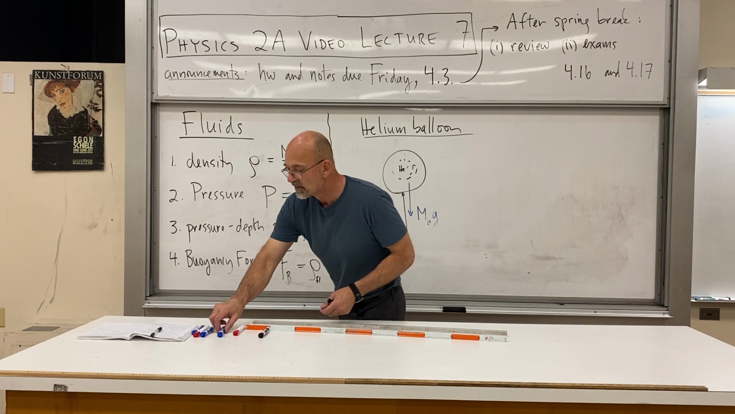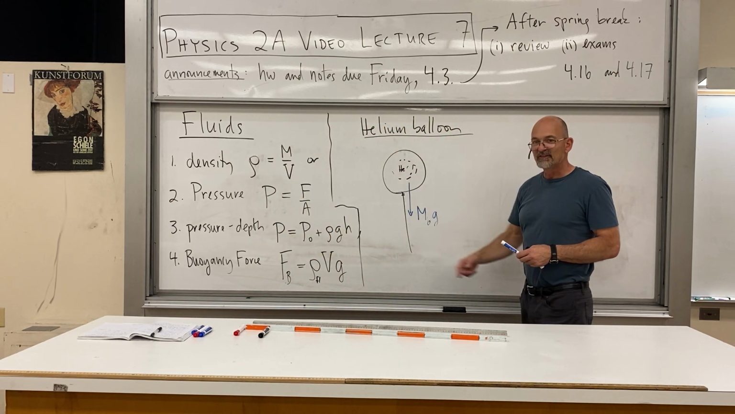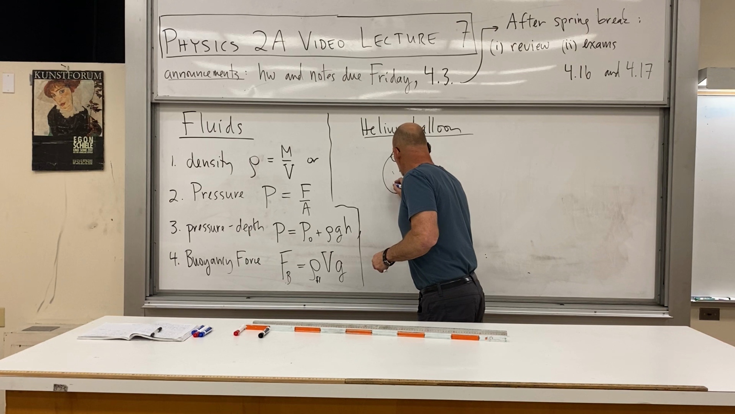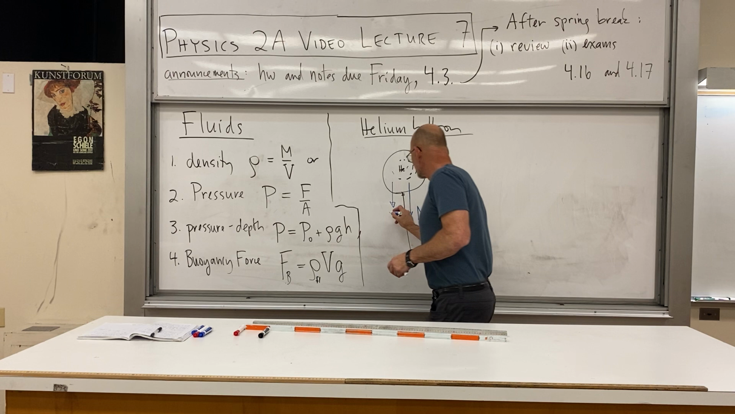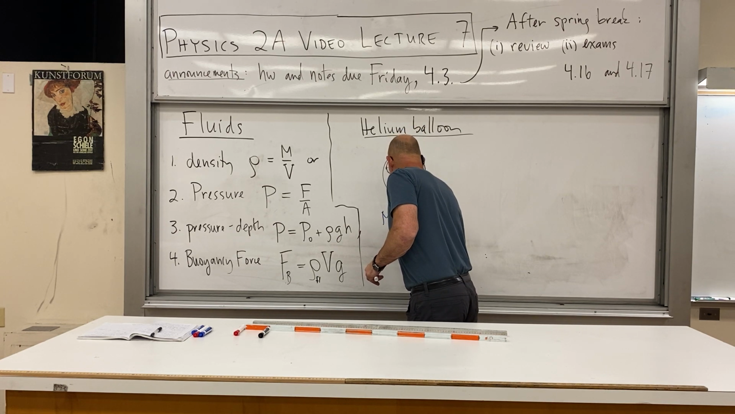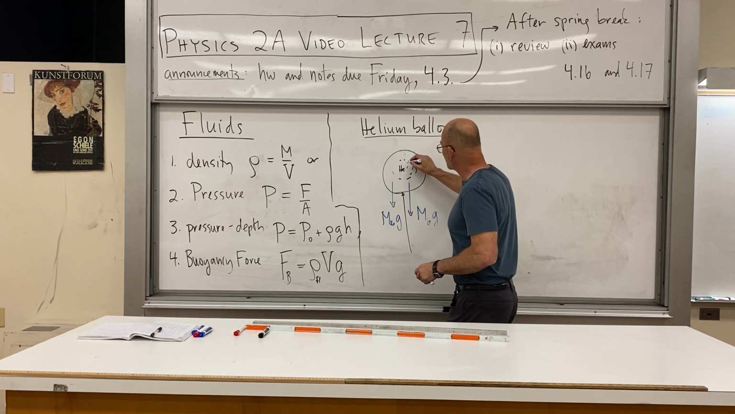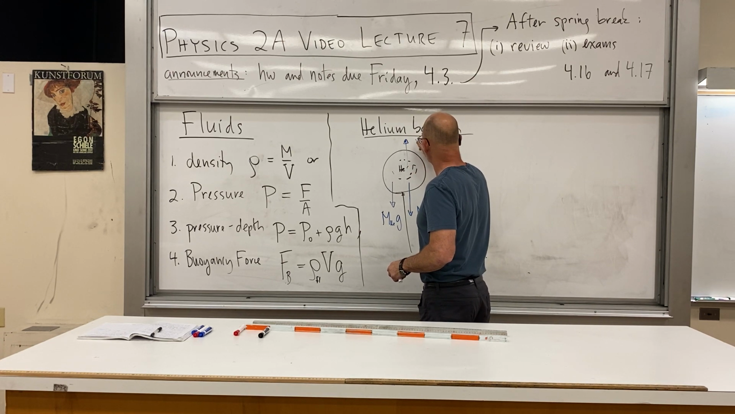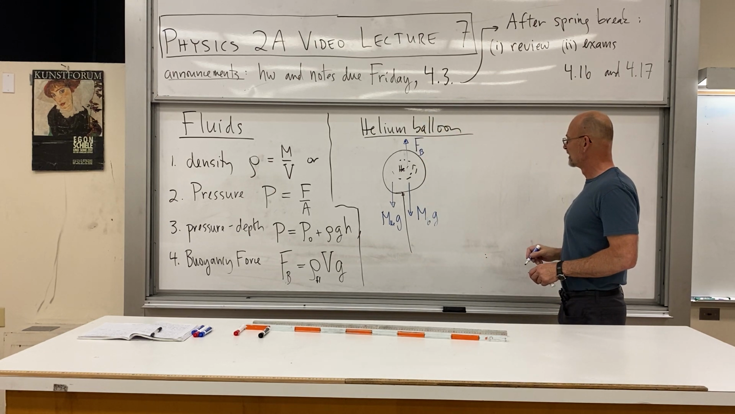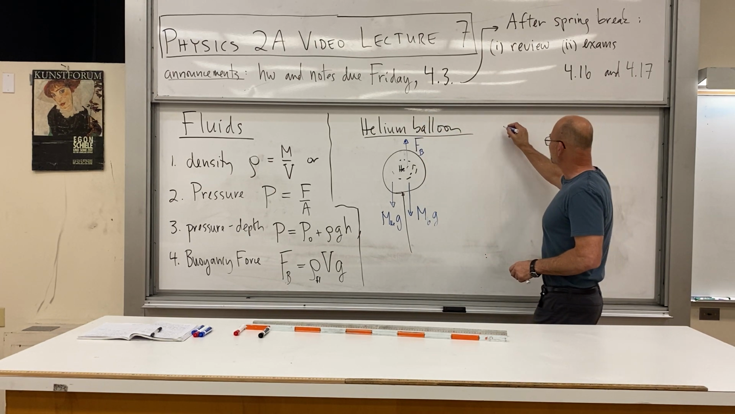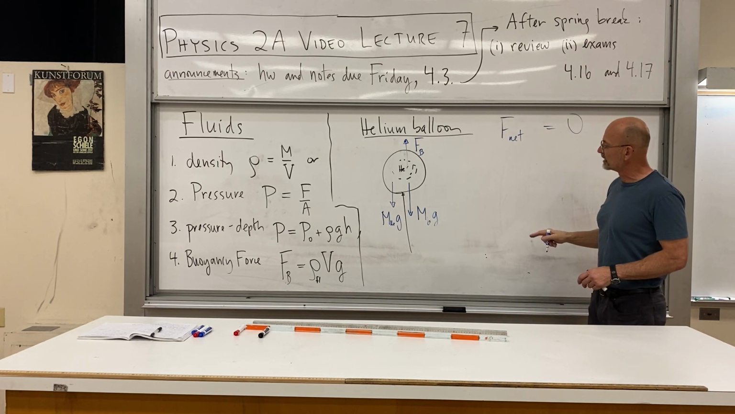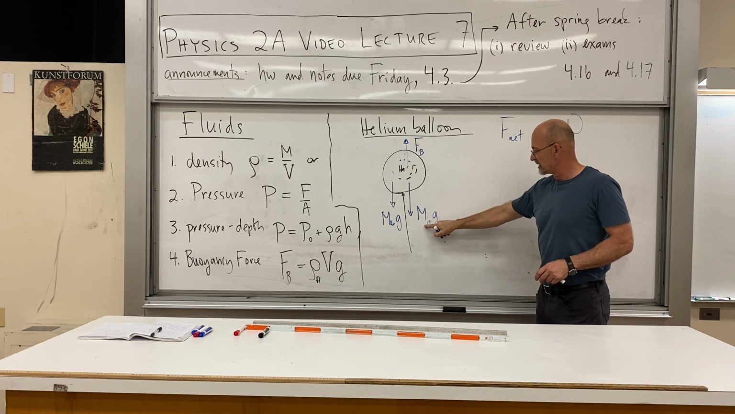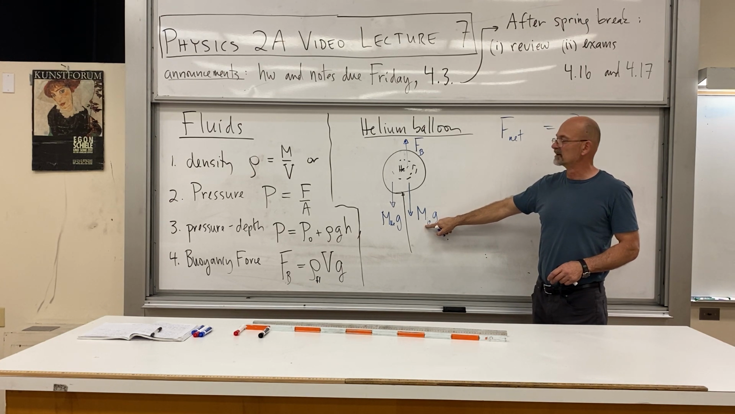Then the helium weighs something. You know, it's a gas lighter than air, you know that, but it weighs something, so we're just going to say M of the helium times G, and then the third force is the buoyancy force, F sub buoyancy. And if we say F net equals 0, then we could use that to know how much of a load can we put on this thing.